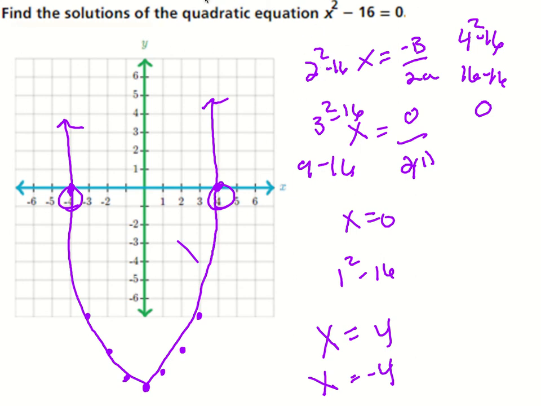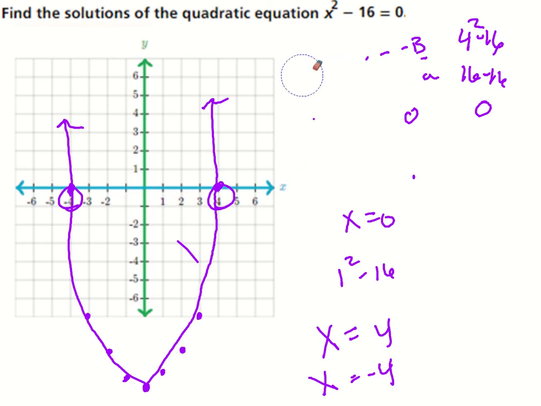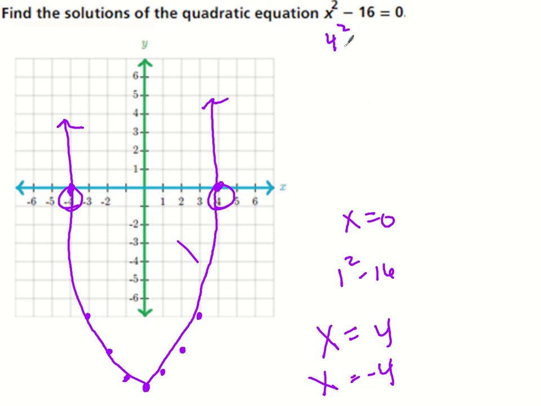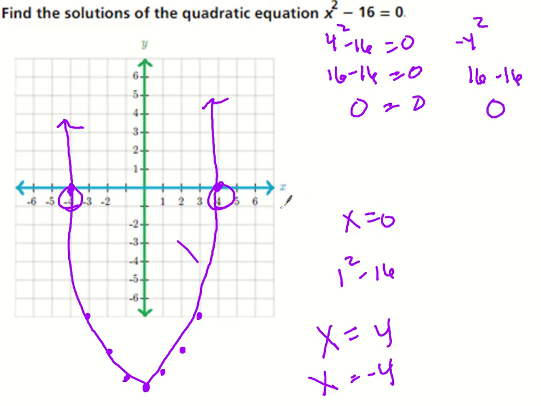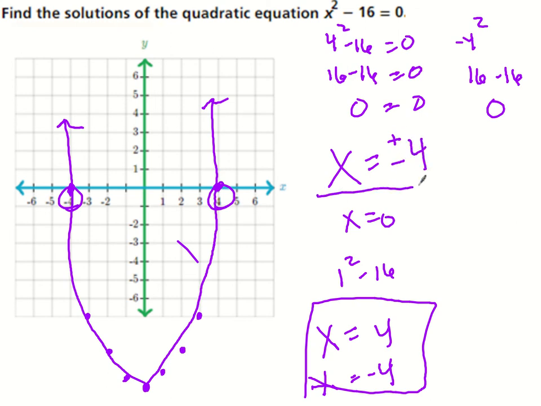If I were to plug this in, 4 squared minus 16 is 0, and this is equal to 0, right? So that works. It gives me the left side equal to the right side. Same thing with -4. -4 squared is still +16, which is also going to give me 0. So when I graphed it, I got two solutions, +4 and -4, so I can write my answer as x equals 4, x equals -4. Another way to write that, when it works out so nicely where it's the same number, is x equals plus or minus 4. These are two acceptable ways to write that solution.